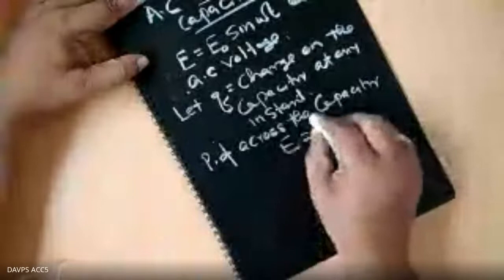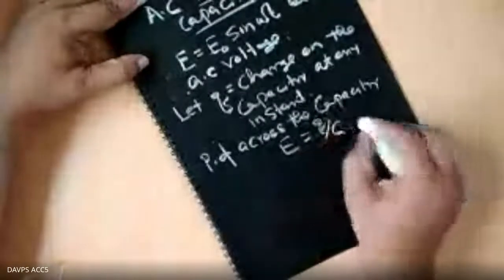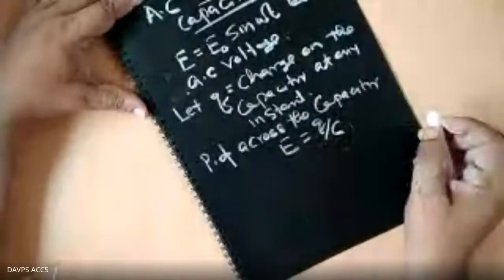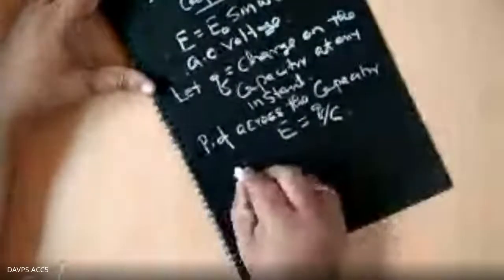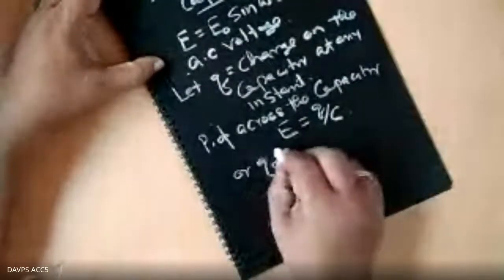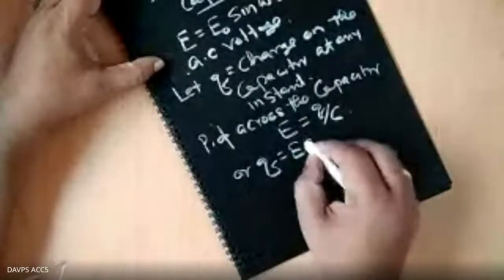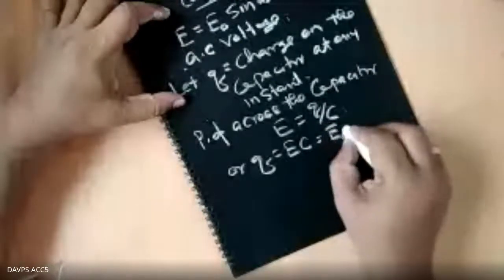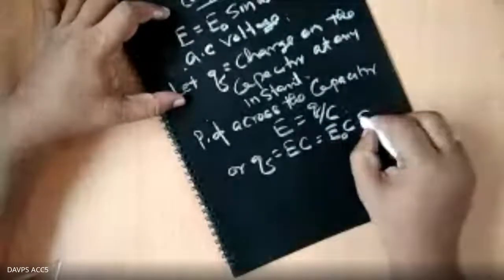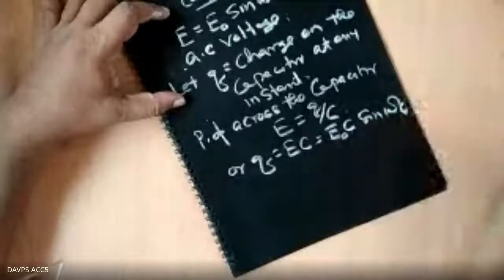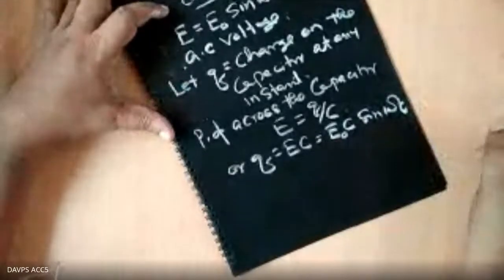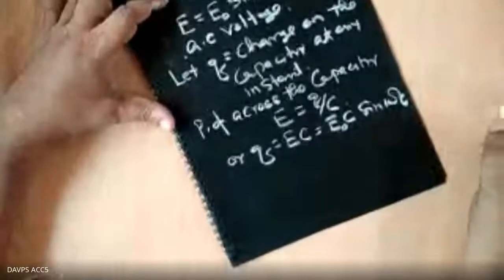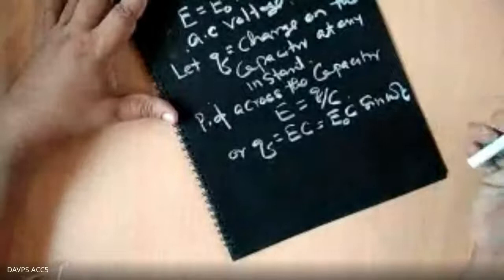PD we are taking as E. You can take V also. E equal to Q by C. Or Q equal to EC, and you know E equal to E naught sine omega t. So we can write it as Q equal to E naught C sine omega t. So you are finding the instantaneous charge. All of you are clear?